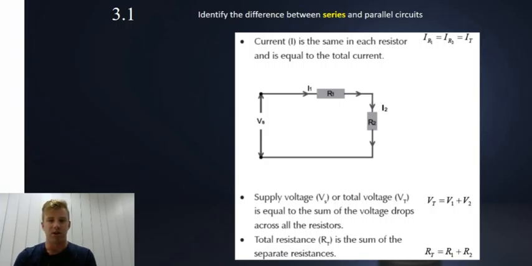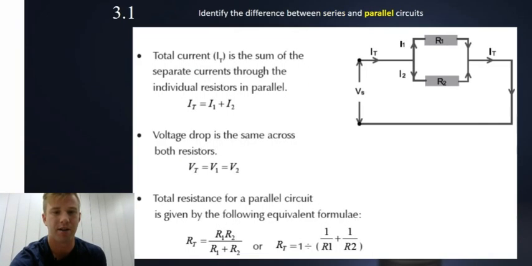Supply voltage, or the total voltage, is equal to the sum of the voltage drops across all the resistors. So that's V total equals V1 plus V2. The total resistance, RT, is a sum of the separate resistances. So R1 plus R2 will equal RT, which is shown in the equation on the right hand side. I would highlight those equations, and in detail in class we will do these equations through an experiment.